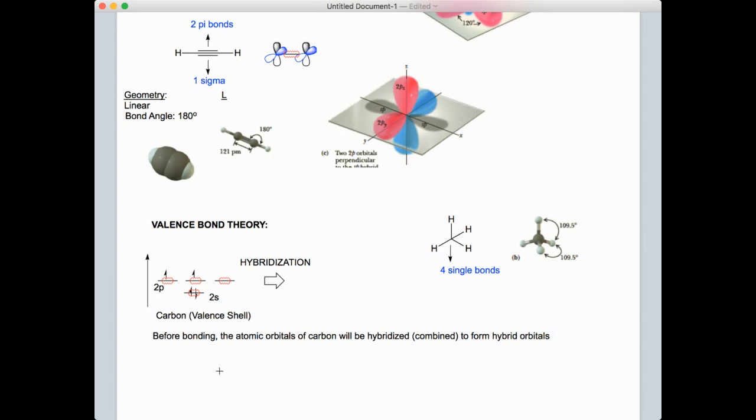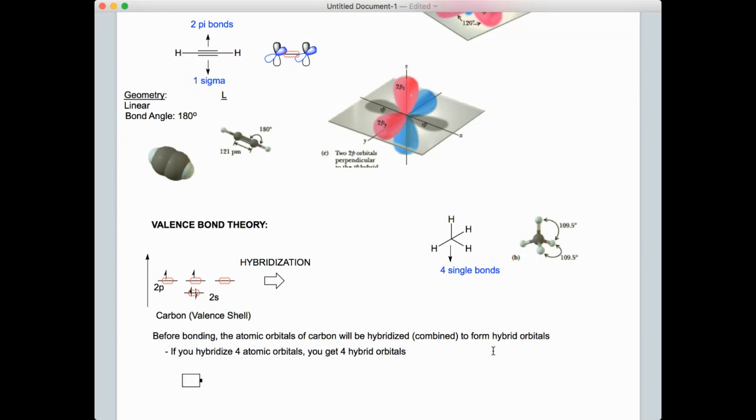So there are rules for this combination, and the first and most important rule is you get the same number. So if you hybridize 4 atomic orbitals, you get 4 hybrid orbitals, meaning that you get the same number of hybrid orbitals as atomic orbitals you combine. If you combine 2, you get 2. You combine 3, 3, 4, 4. Okay?